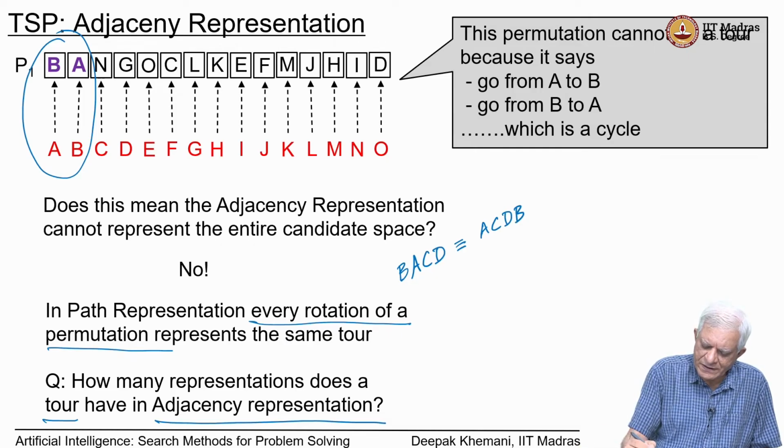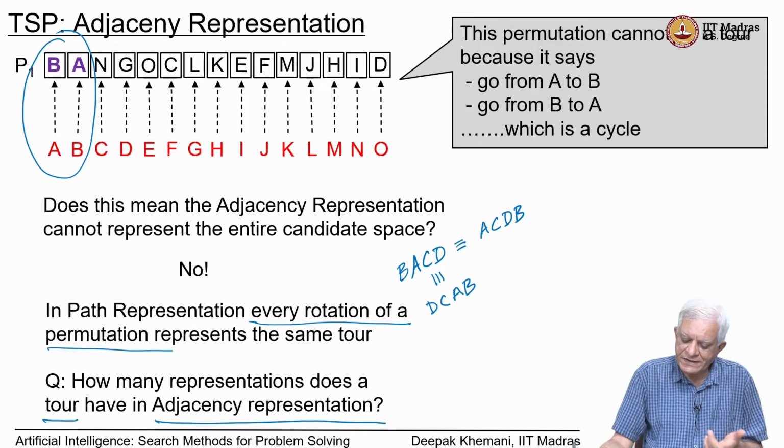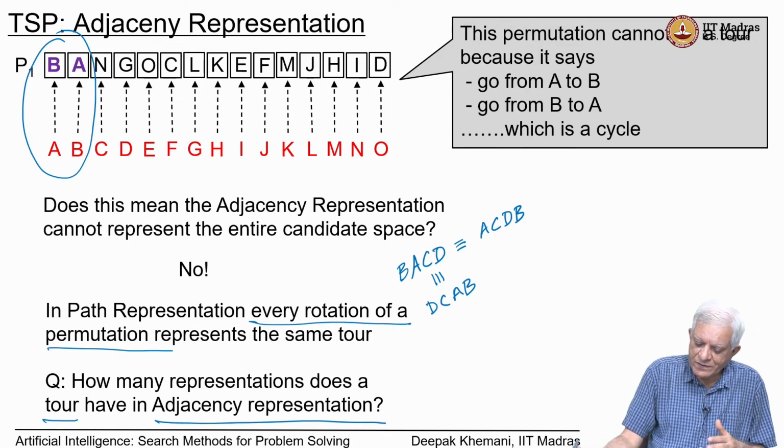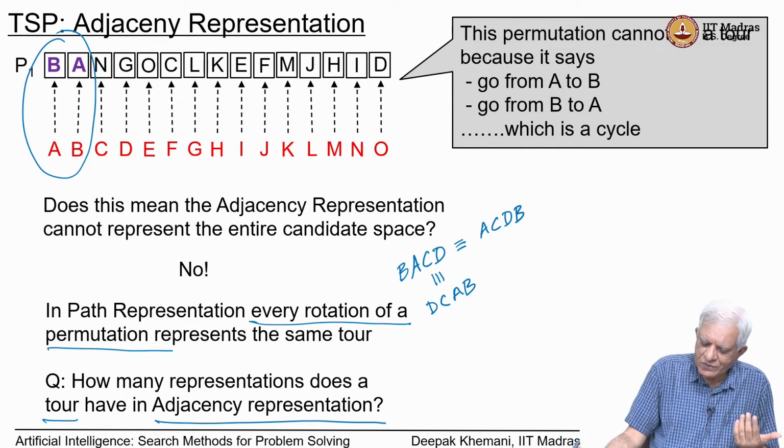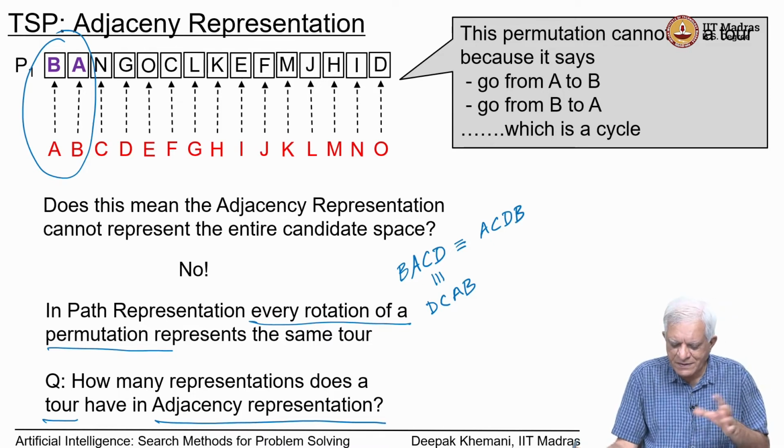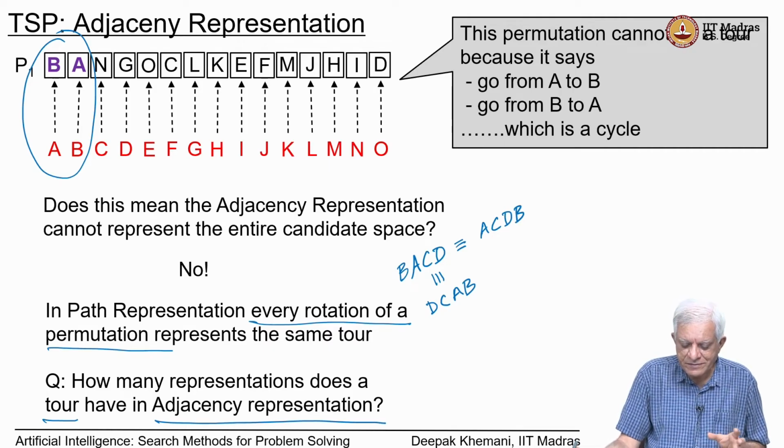You might also recall that this tour is equivalent to writing D C A B. It simply changes the direction. Instead of going from C to D, you are going from D to C, but it still represents the same tour essentially. So, in the path representation some tours will have multiple representations, but in adjacency representation that is different. So, it is not as if we are not covering the entire space.